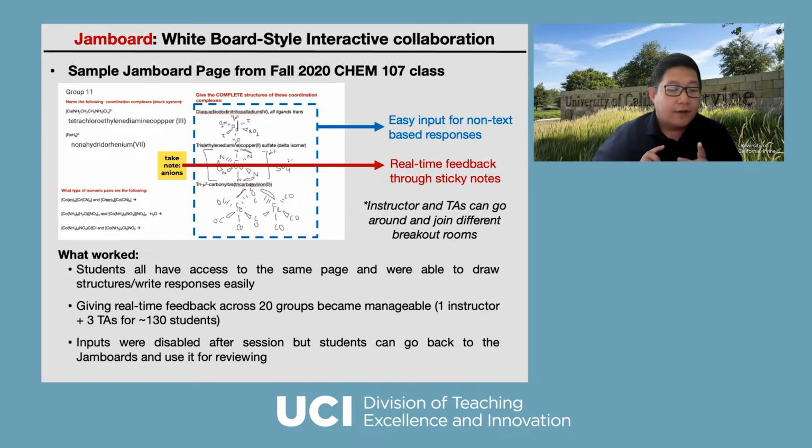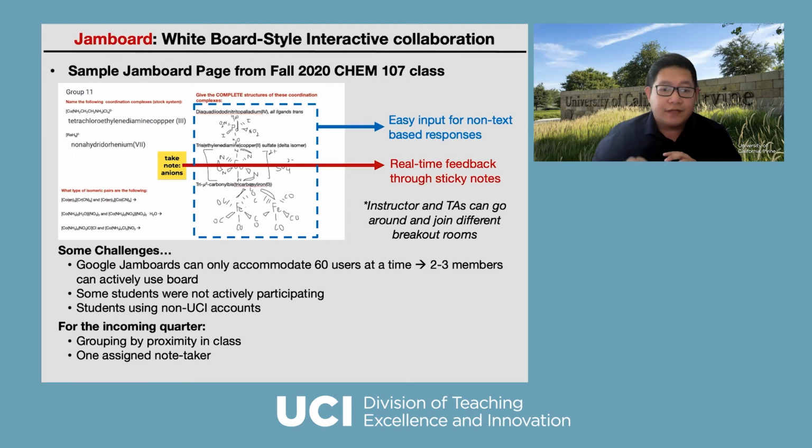One of the issues that we had was that you can only have 60 users at a time. So each group could only have 2 to 3 members who can actively use the board, and some students were not actively participating in the beginning. What I did was assign bonus points: the top 2 groups with the highest points get additional points for the exam and the long quizzes, and they put their names down for whoever participated. That increased the participation by a lot.